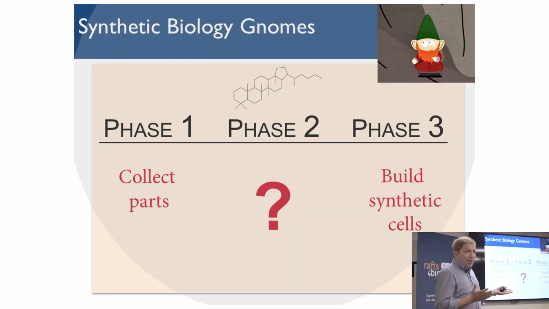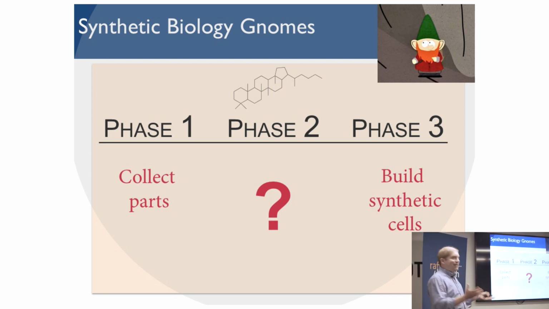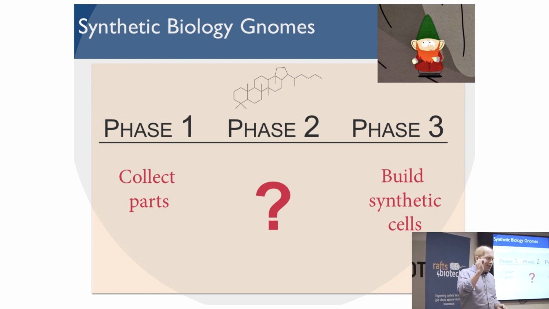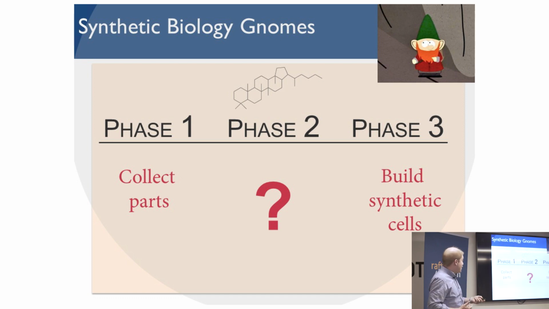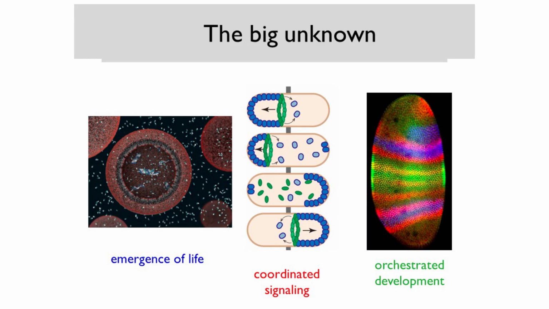We have phase 1, collect parts. Phase 2, question mark. Phase 3, build synthetic cells. So one of the key things now is to understand what is phase 2. What are we missing that would allow the ability to assemble a synthetic cell? So what would allow us to explain how life emerged from prebiotic parts before biochemistry emerged?